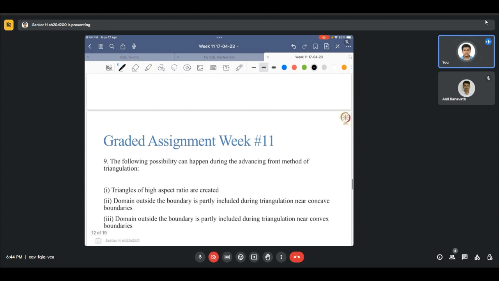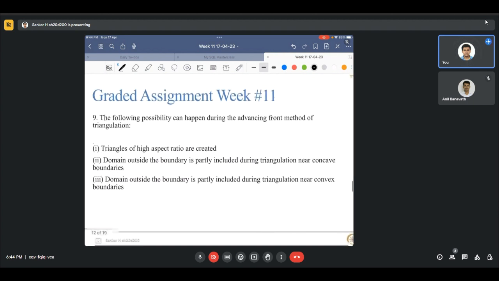Okay, moving on to question number 9. Regarding the advancing front method, the following possibility can happen during the advancing front method of triangulation. Triangles of high aspect ratios are created. Domain outside the boundary is partially included during the triangulation near concave boundaries. Domain outside the boundary is partly included near convex boundaries. What is the answer here now?